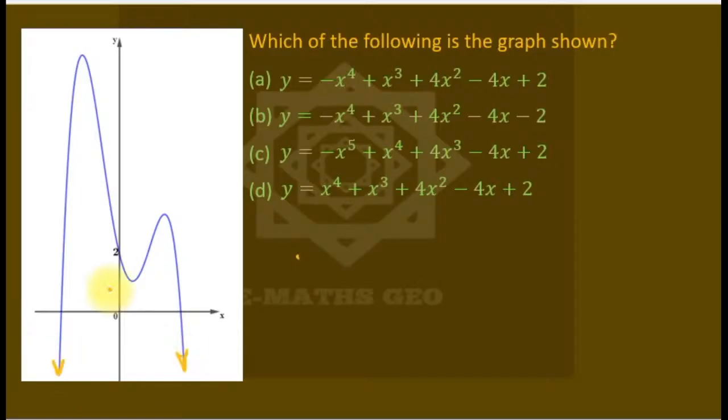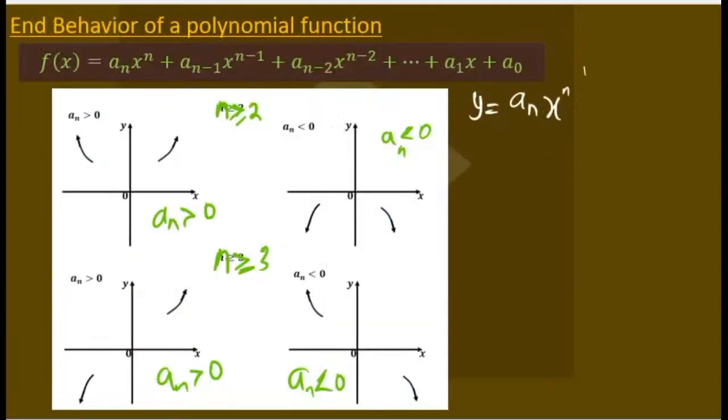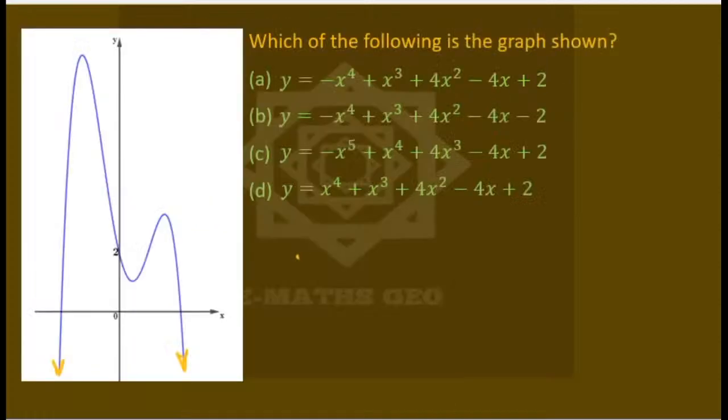So what do you notice? From what I said, the end behavior here means the power must be even, greater than or equal to 2. So we have an even function. Our graph's highest power must be even. So which of them has the highest power even? We have 3, so this is off.